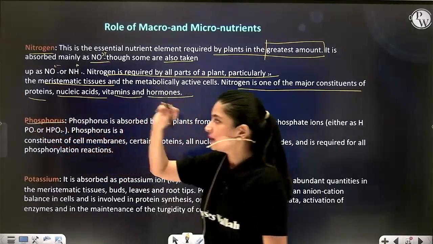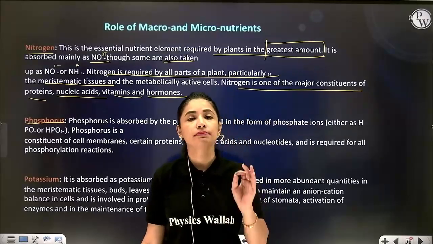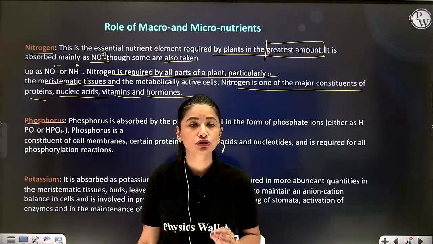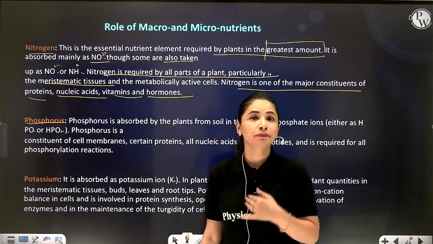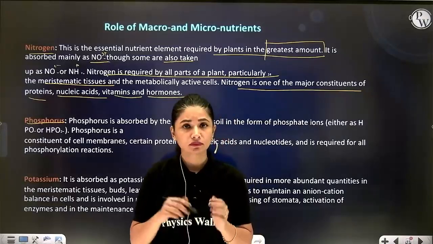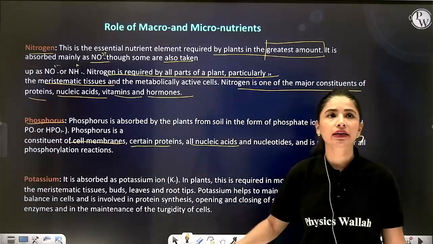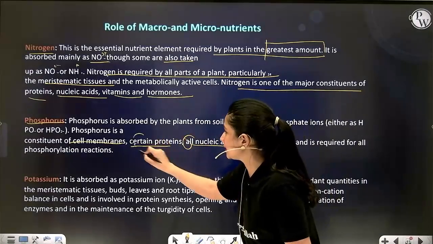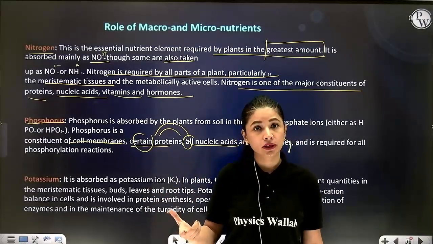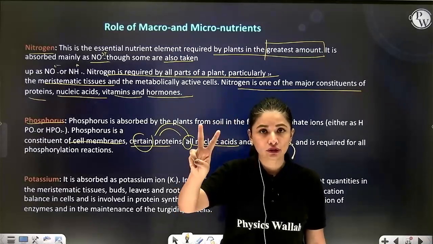Moving ahead towards the next role of nutrient, again a macronutrient, phosphorus. Similar to nitrogen, phosphorus is also a macronutrient which is required by the growing parts of the plant body, meristematic tissue. Phosphorus is a major constituent of cell membrane. You know, our plasma membrane, cell membrane is made up of phospholipid bilayer, so all cell membranes are associated with phosphorus. So phosphorus is a major constituent of cell membrane, certain proteins and all nucleic acids. Usually 'all' and 'certain' are replaced in questions. But remember, certain proteins require phosphorus, but all nucleic acids do. Nucleic acids are made up of three components: sugar, nitrogenous base and phosphate.